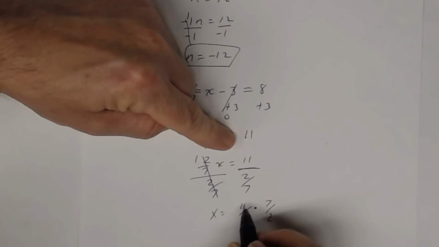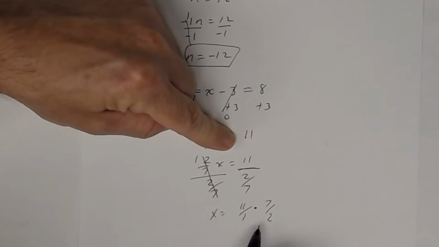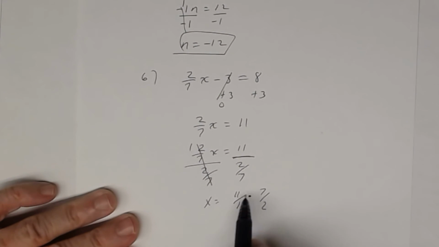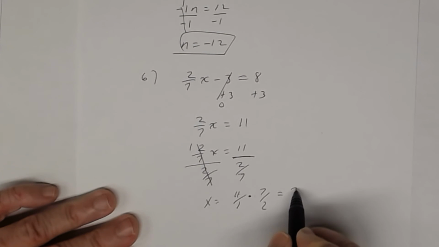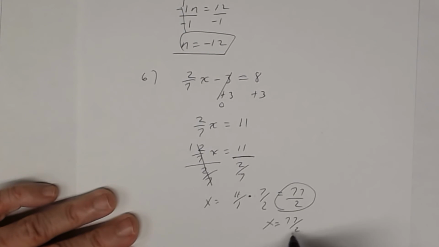And so now when you multiply these two fractions, you cannot reduce this. So let's just go ahead and multiply the numerators and the denominators. 11 times 7 is 77. 1 times 2 is 2. So there's your solution. So x equal 77 divided by 2.